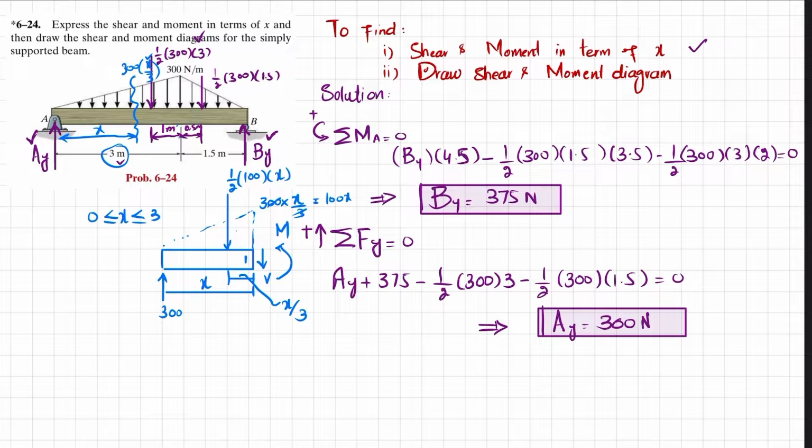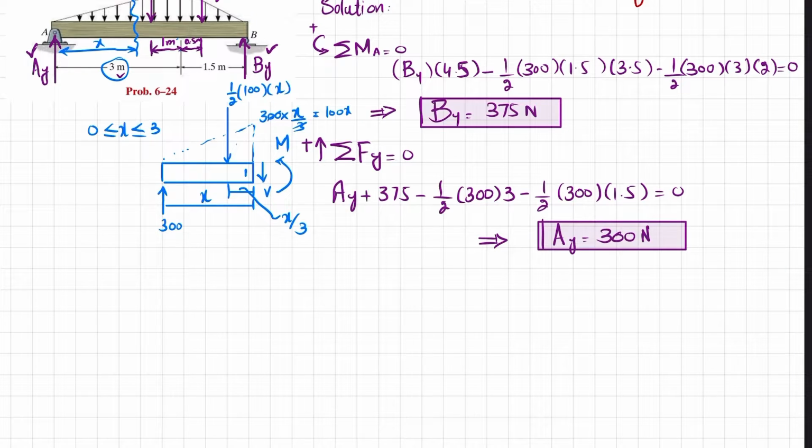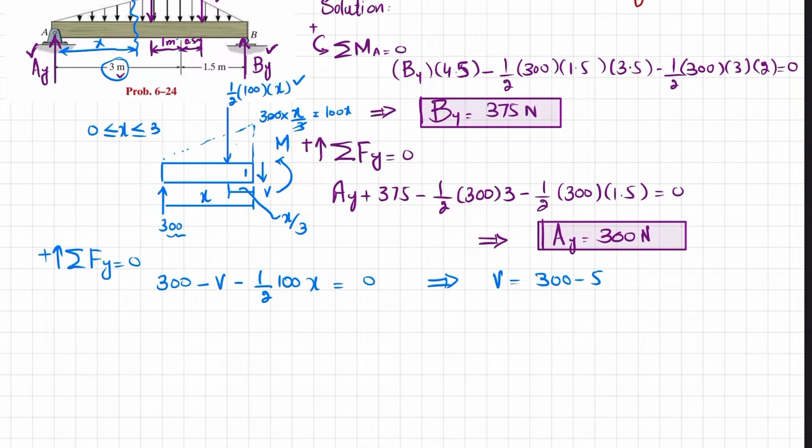Now we will apply equilibrium to find V and moment. The first equation is that the sum of all forces along the y direction must be equal to 0, taking the upward force as positive. One force is 300, which is upward. So 300 minus V minus 1 over 2 into 100x, their sum must be equal to 0. So from here you will get V is equal to 300 minus 50x.